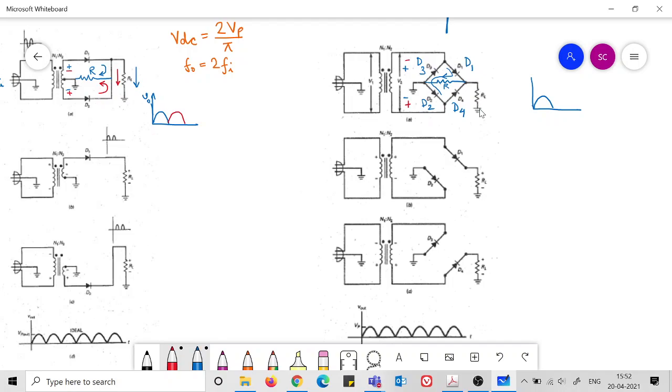So this positive and negative have been drawn in the two different circuits for better understanding, but you can see in the same circuit also. When it is positive, this is negative, so it is in the negative half cycle. Now D3 and D4 are forward biased, D1 and D2 are reverse biased. But still the current is flowing through the resistor in the same direction.